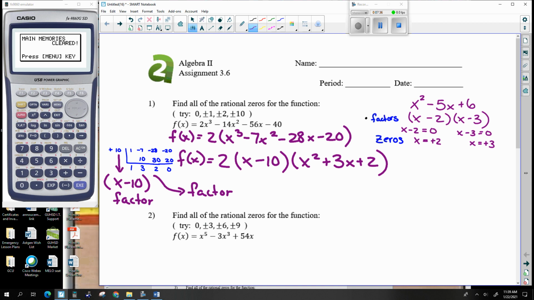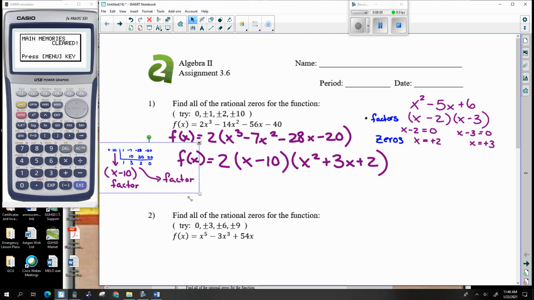So notice how the answer, the result, is also technically a factor. So this +10, aka x minus 10, is a factor, and the answer is also a factor. Okay, now what do I do? What I'm really trying to boil all of this down to is a singular big long multiplication with singular x's.